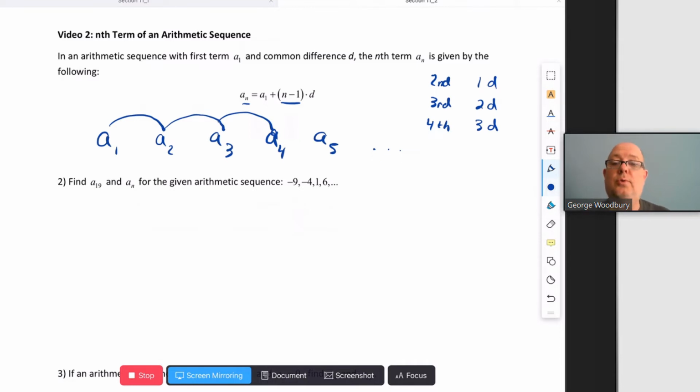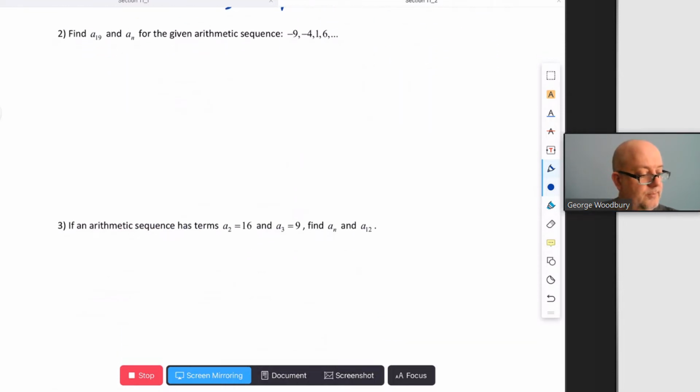Three examples to go through using this formula. First, we're going to look for a sub 19 and a sub n for the given sequence -9, -4, 1, 6. So first thing we need to know is what is a1 and what is the difference. a1 equals -9. Now for the difference, you can subtract any two terms. So I could do -4 minus -9, I could do 1 minus -4, or I could do 6 minus 1. And they'll all equal the same thing.